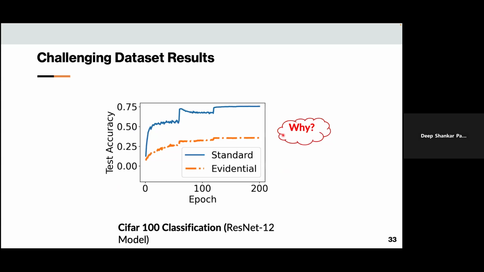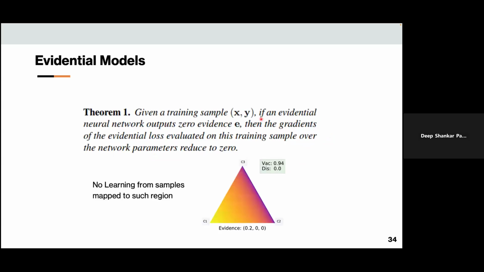We wanted to investigate why this problem is there. That is, why the evidential model is giving such inferior performance. To this end, we carried out theoretical analysis of the evidential framework. What we found out was, given a training sample, if the evidential model outputs zero evidence, then the gradients of the evidential loss evaluated on the training sample just reduce to zero. What this means is, if there is any sample in the training dataset with zero evidence, then the model is not at all able to learn from it.